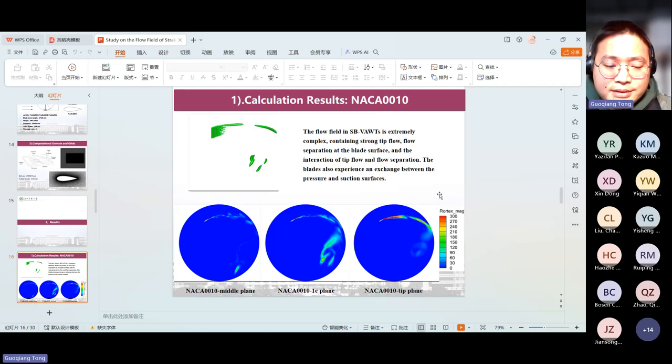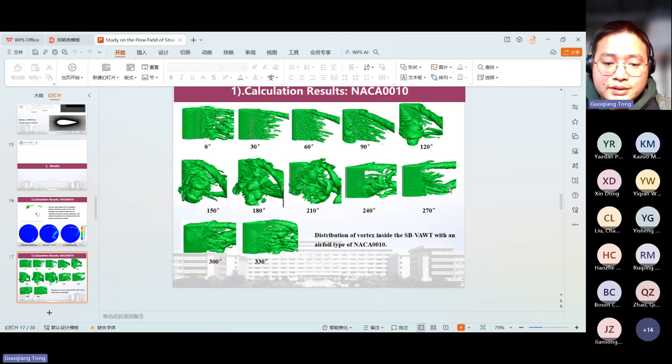The flow field of the three-bladed vertical axis wind turbine is extremely complex, containing strong tip vortices, vortices at the blade surface, and the interaction between the tip vortex and the vortices at the blade surface. The blade also undergoes an exchange of pressure surface and suction surface, which also implies that the tip vortex is shifted from the inside to the outside. Now, this not only leads to differences in the flow field at various cross sections, especially near the tip, but also differences in the blade performance at different locations. The figure shows the inside flow field distribution.